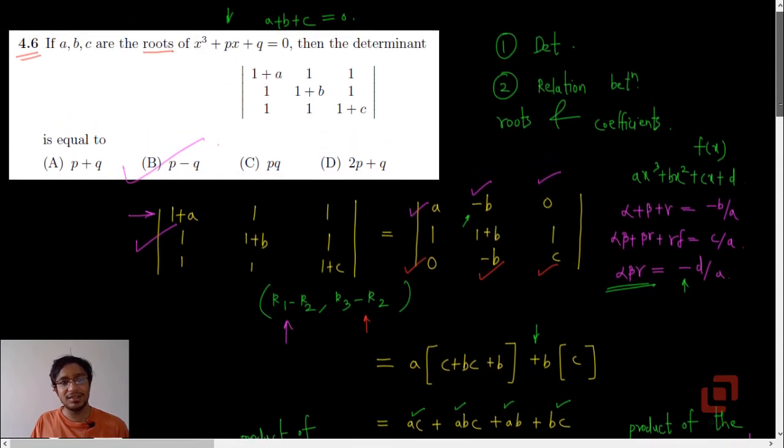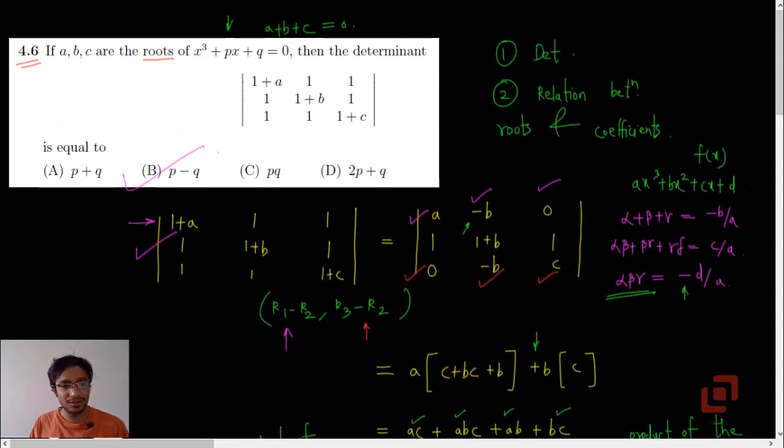Now just in case they ask you, what is the value of the determinant plus alpha plus beta plus gamma cube, anything. The moment you know that alpha plus beta plus gamma is 0, it doesn't matter whether you have its cube, its fourth power, or its nth power. This expression will always be 0, so that will not change anything. The answer will still be p minus q. So that is 4.6. Let's go to 4.7 now.